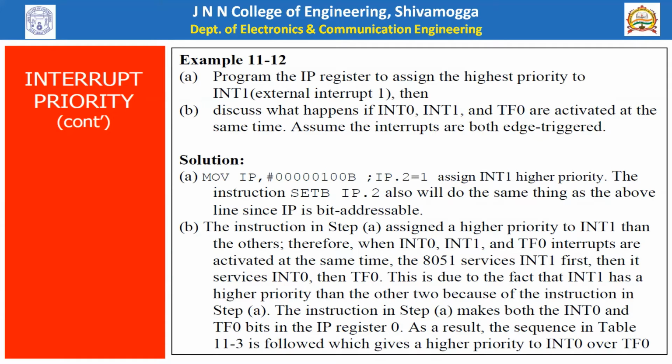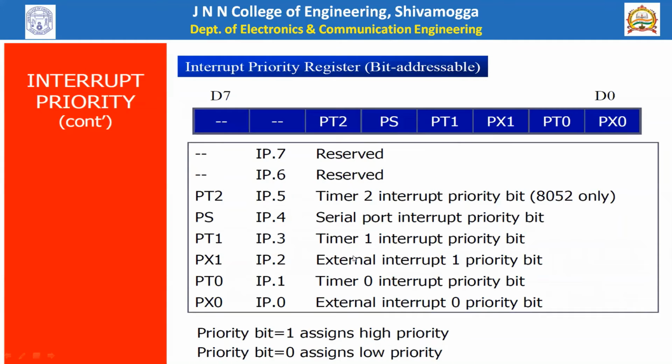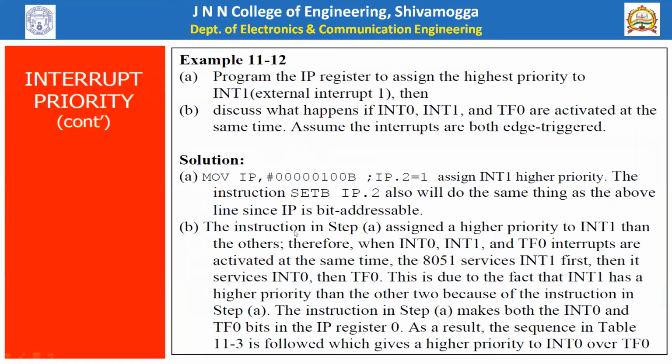So as I have told you, timer 1 you need to make higher priority. Where is timer 1? Timer 1 is IP.3. Sorry, external interrupt 1. I'm sorry. External interrupt 1 is IP.2. So IP.2 is from the right side, third bit. You have to make it 1. That is, IP.2 should be 1.